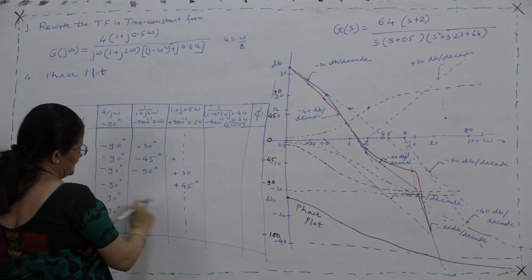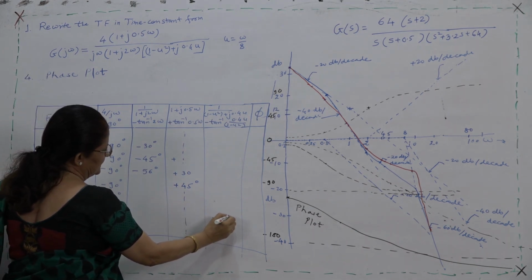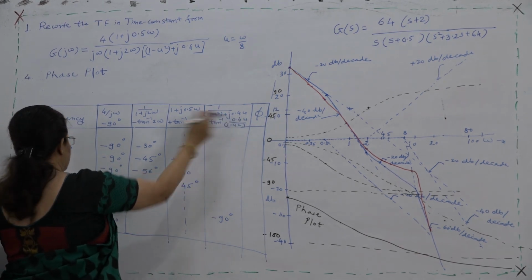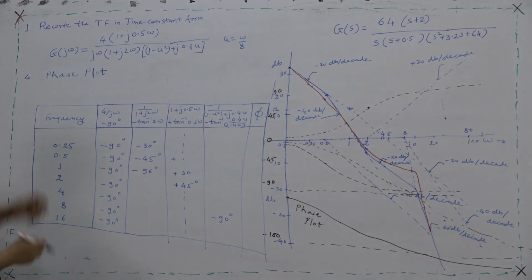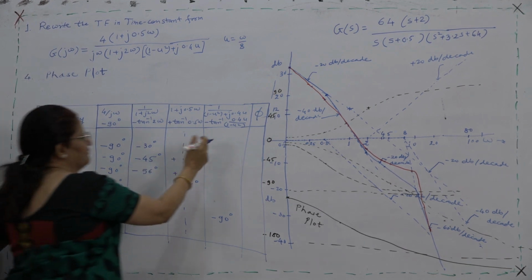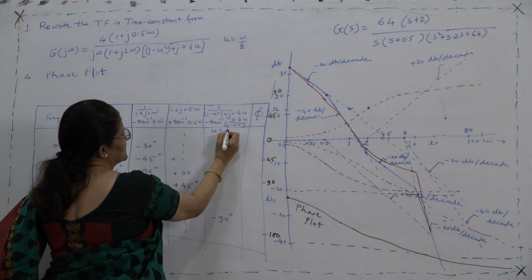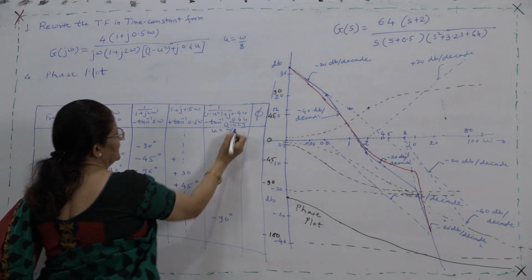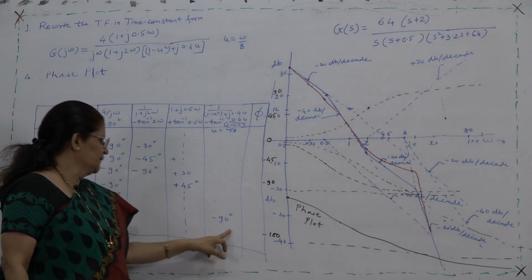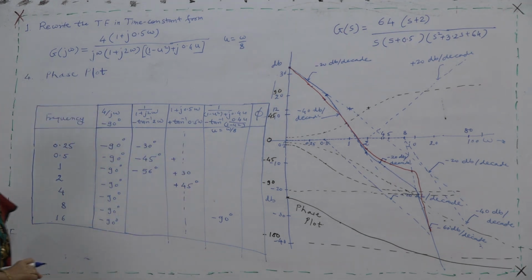So, u is 8, at that time you will get minus 90 degree, and before that whatever is the actual angle, substituting u means now omega upon 8. So, 0.25 divided by 8 you take it. So, that is properly you have to consider u is equal to omega upon 8, and this is the value for omega. Okay. So, at 8 u is equal to 1, you will get minus 90 degrees, and all other values you calculate.